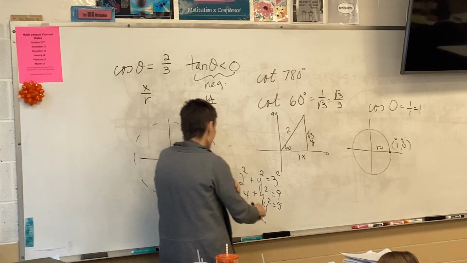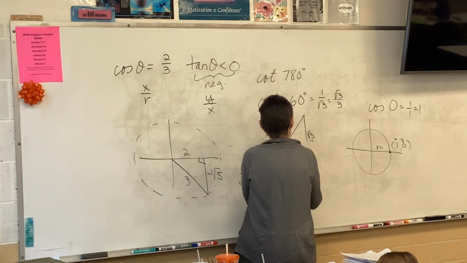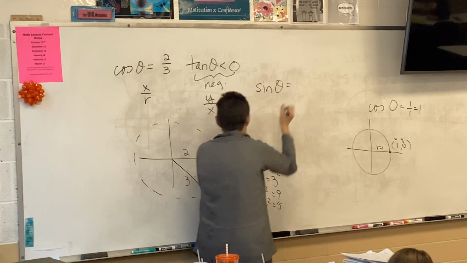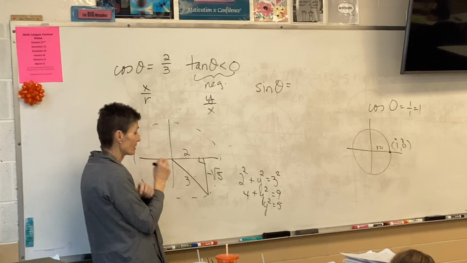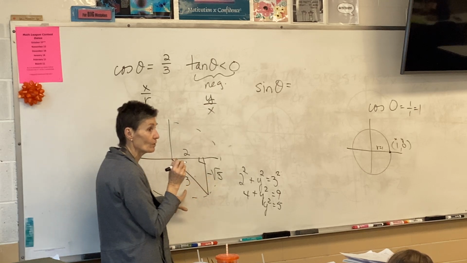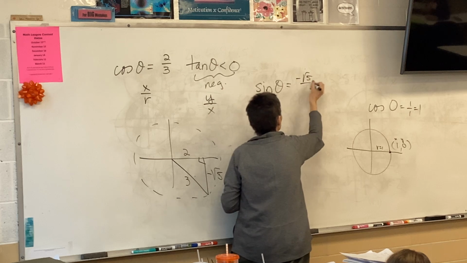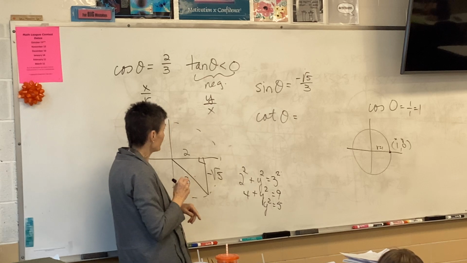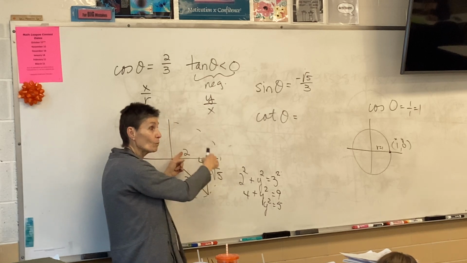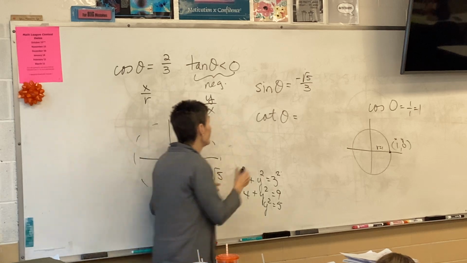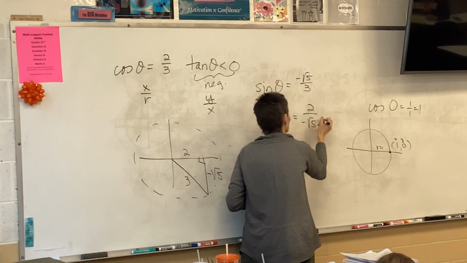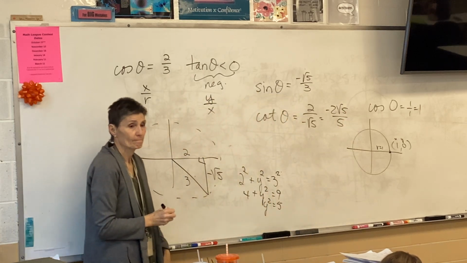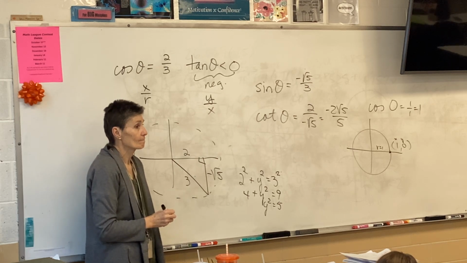I need to find the sine and the cotangent. That doesn't mean add them together, that means what are they? So I need to look at this triangle. What is the sine? The sine is negative root 5 over 3. And I need the cotangent, which is x over y, adjacent over opposite, 2 over negative root 5, or negative 2 root 5 over 5.